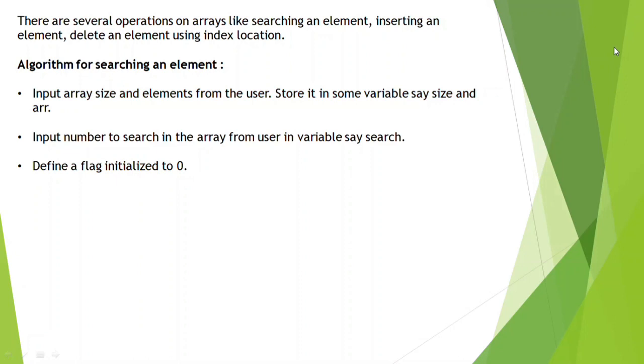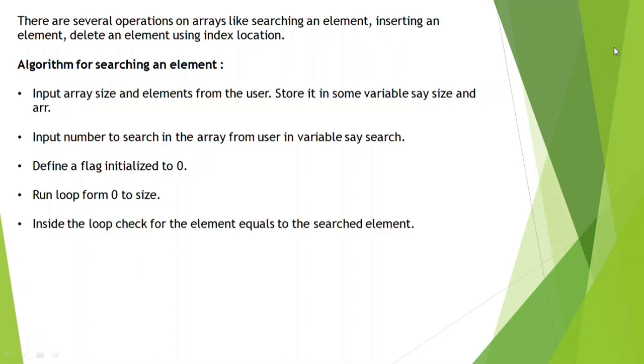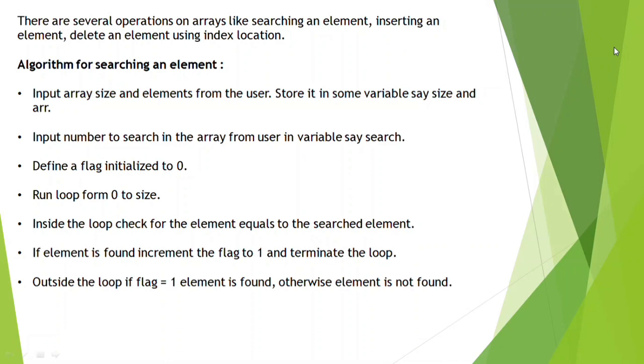If it finds your element, then the searching is completed, right? And it returns the position where we found it. So let's go to another point. Run a loop from 0 to size in the array. Inside the loop, check whether the element equals the searched element. If it is equal, then we are going to print the index of the element. That is very simple. If the element is found, increment the flag to 1 and terminate the loop. Outside the loop, if flag is 1, the element is found, otherwise the element is not found.